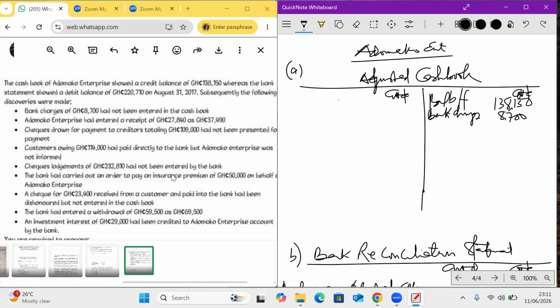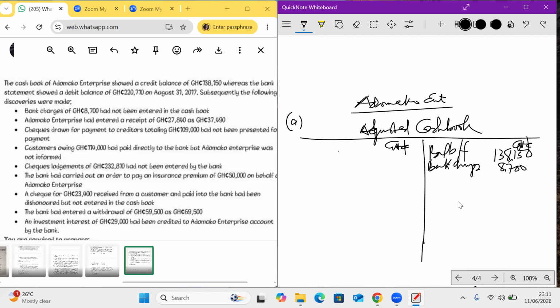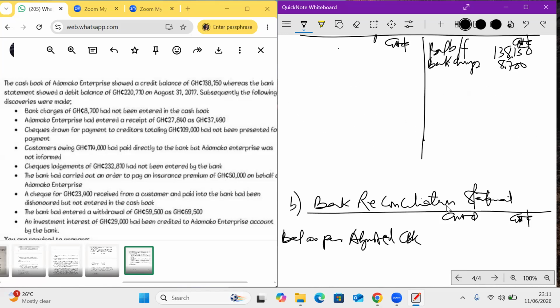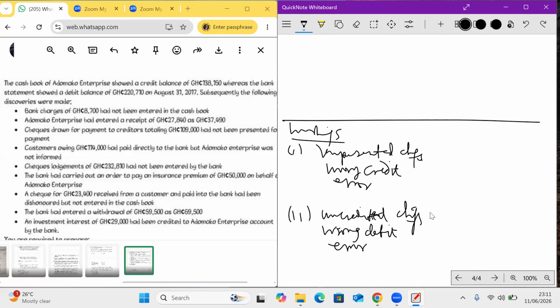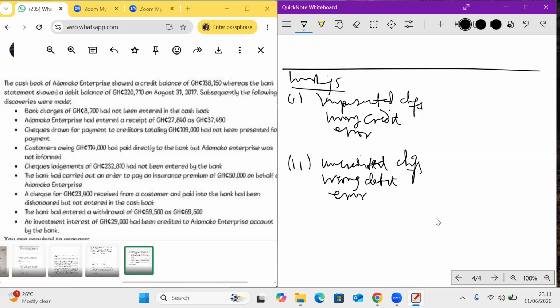Then Adomako Enterprise had entered a receipt of 27,840 as, so that's an error. So 27, do you minus that? So what do we do? Come here. There's an error. Let's deal with the error. Working through it. How much should it have been entered?